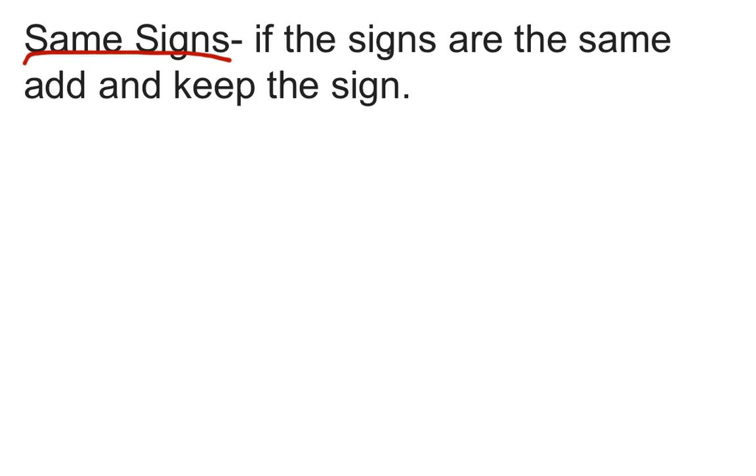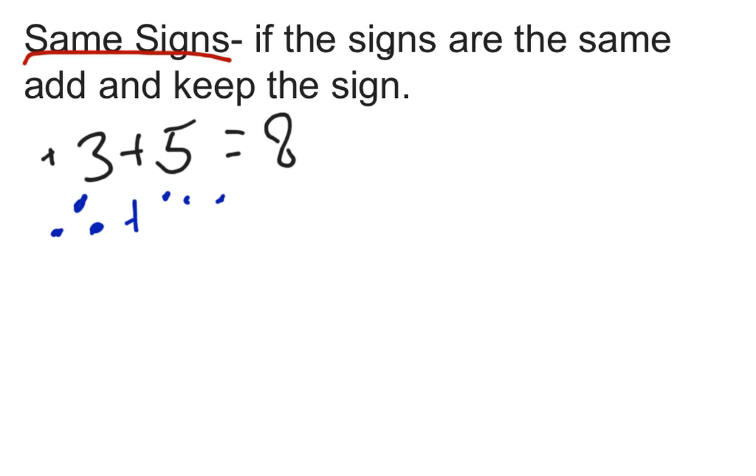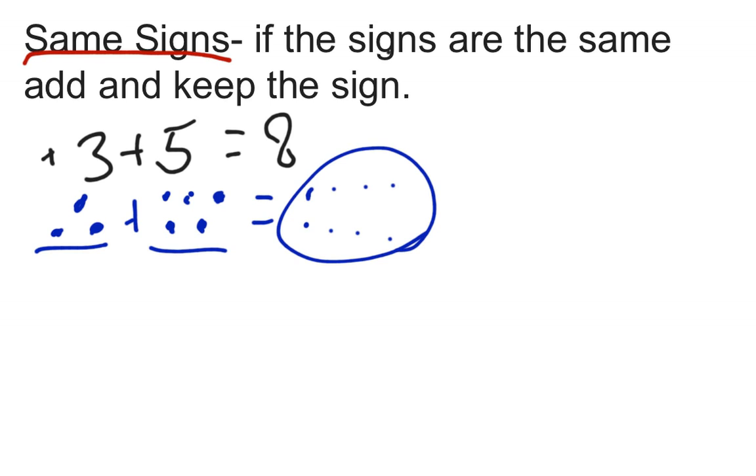Okay, the rule for same signs: if the signs are the same, we add them and keep the sign. So real easy, if I do 3 plus 5, we all know 3 plus 5 is 8. That works because the signs are the same. They're both positive, a +3 and a +5. You're adding them together and keeping the sign. If I use blue for positive numbers, there are 3 dots, and we add another 5. Because they're the same, we're asking how many total dots we have: 4, 5, 6, 7, 8 total dots.